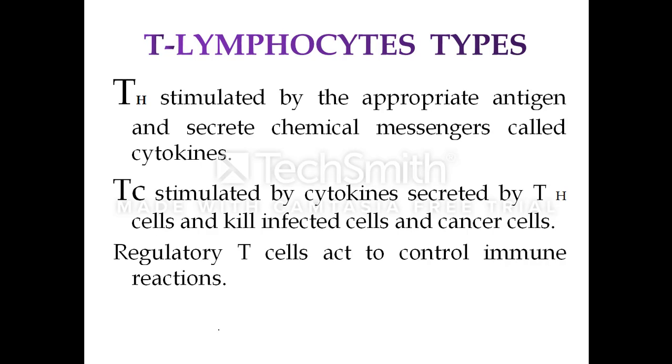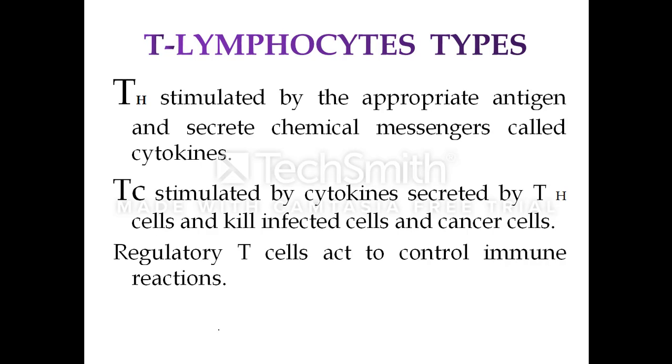TH cells are stimulated by appropriate antigen and secrete chemical messengers called cytokines. TH cells will be activated by antigen presenting cell with the MHC2 molecule, and after it is activated it produces chemical messengers called cytokines, whereas TC cells are stimulated by cytokines secreted by TH cells and they kill infected cells as well as the cancer cells, whereas regulatory cells act to control immune reactions.